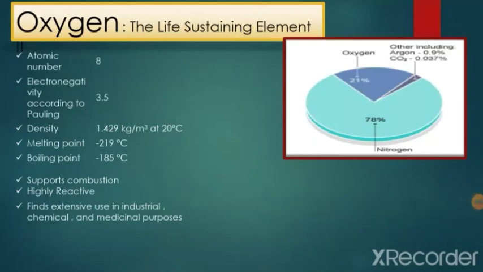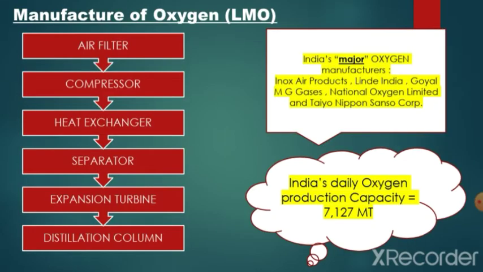Today we are going to learn about how oxygen is manufactured. As we know, atmospheric air contains 78% nitrogen, 21% oxygen, and the rest are other gases like argon, carbon dioxide, water vapor, etc. So how is oxygen manufactured in an industry?